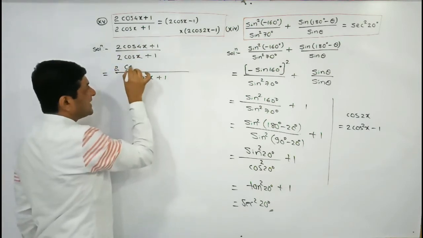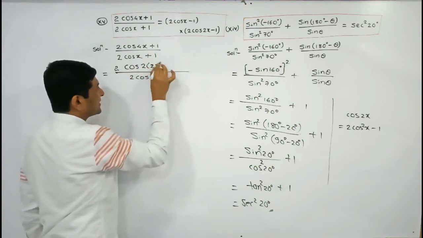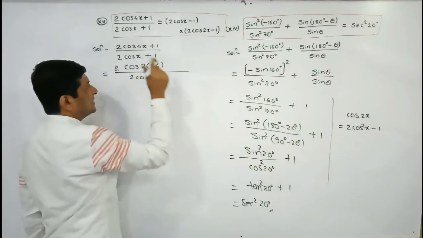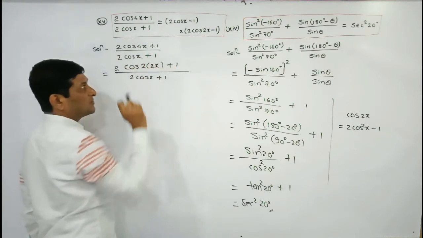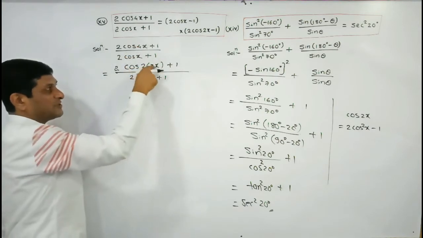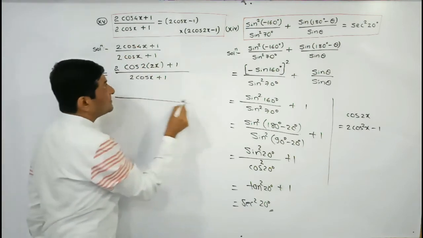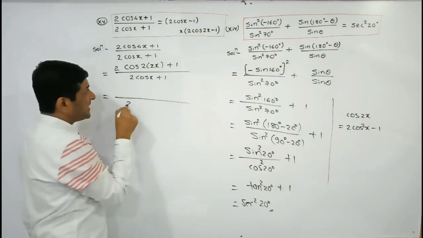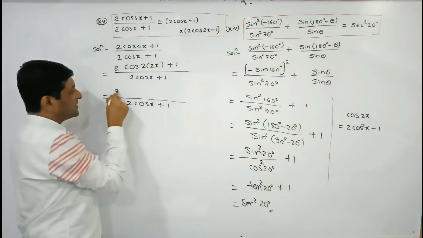Cos 4x, can I write it as cos 2 into 2x? Yes, 2 into 2 is 4. So cos 4x can be written as cos 2 into 2x. Just simply 4 we are writing as 2 into 2. So this is equal to, we are not disturbing the denominator, keep it as it is, 2 cos x plus 1 as it is. Here this 2 also as it is.